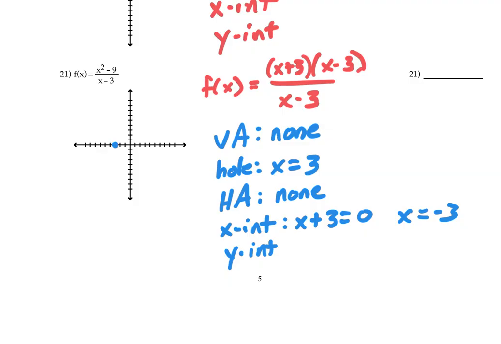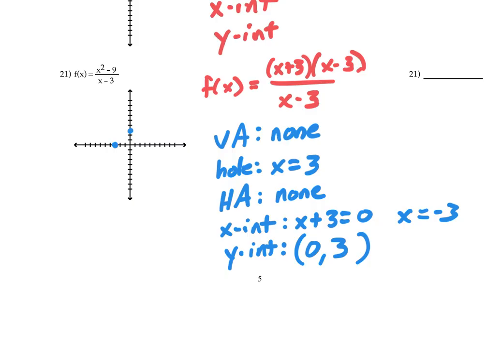Okay, for the y-intercept, we always plug 0 in for x, and we find out what y is. So if I do that here, 0 squared minus 9 is negative 9. 0 minus 3 is negative 3. So really, negative 9 divided by negative 3 would be 3. So this one's going to cross the y-axis at 3.